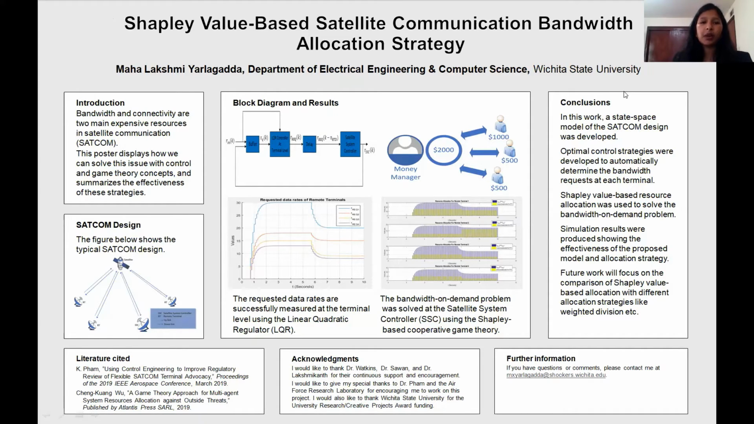Satellite communication is popularly known as SATCOM. Bandwidth and connectivity are two main expensive resources in SATCOM. When the user requires more bandwidth and connectivity, a request is raised with the service providers to increase the internet data, which in return opens a ticket with the remote terminals. Remote terminals communicate with the satellite system controller, and the satellite system controller allocates the resources based on the terminal needs. Here is the typical SATCOM design that replicates this discussed scenario.